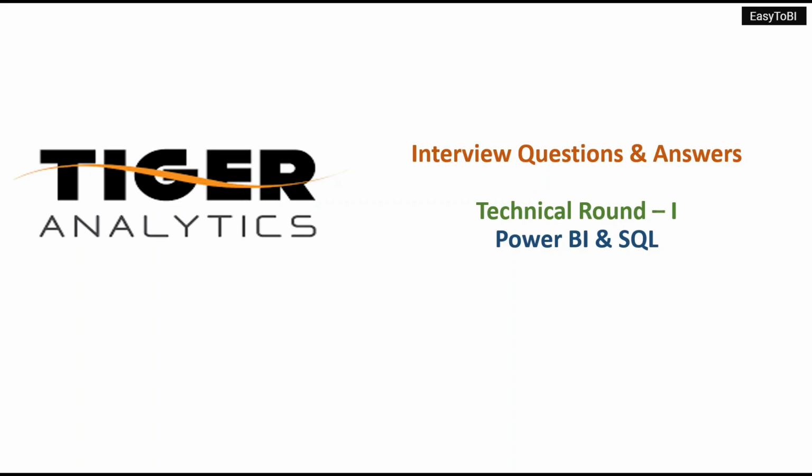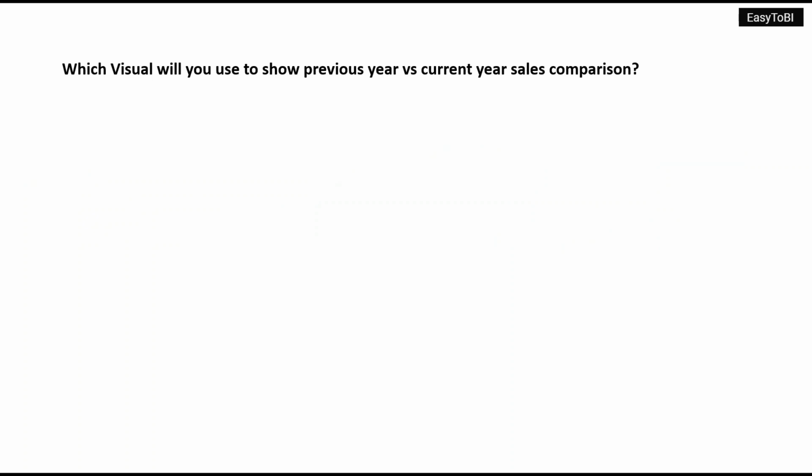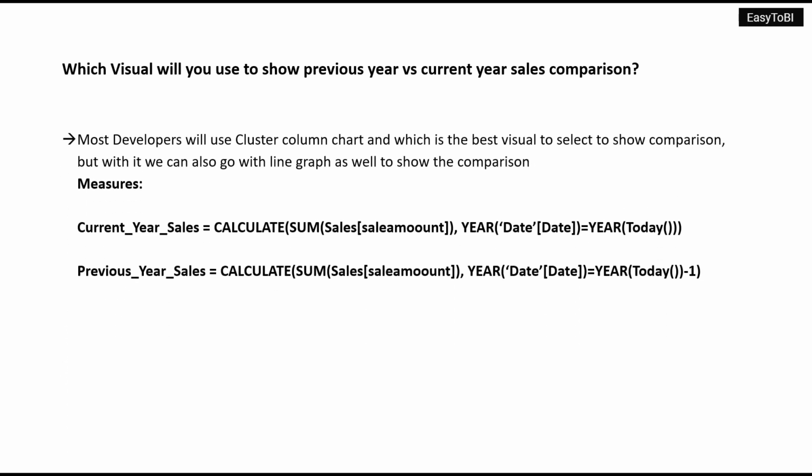We'll start with question 1, that is, which visual will you use to show previous year versus current year sales comparisons? Everyone knows that most developers will use the clustered column chart, which is one of the best visuals to show a comparison between details. But we can go with the multiple options available in our visualization pane in Power BI. So here we are using a line graph to show the comparison.